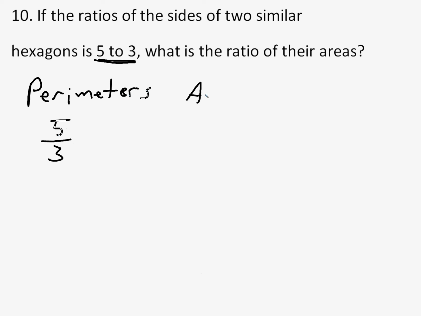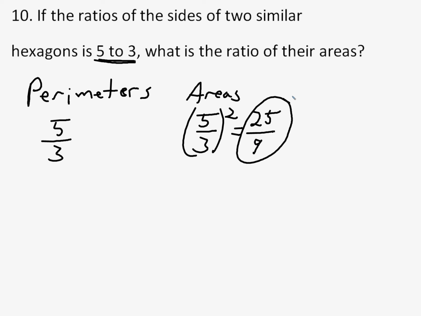We learned the ratio of the areas, which is the part that we're looking for, is actually you take the ratio of the sides, which is 5:3, and square it, which means we multiply it by itself and we get 25/9. And so that's the answer to this question.